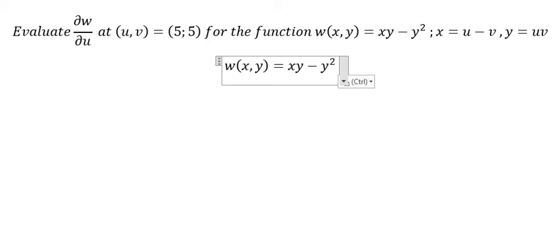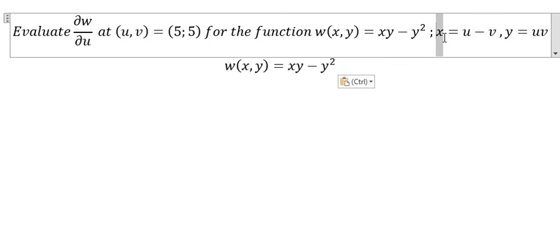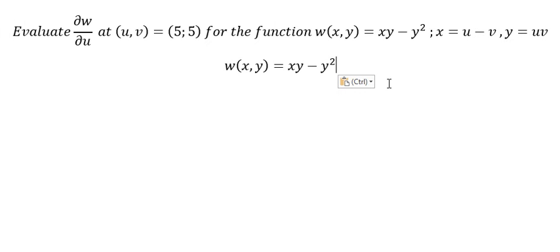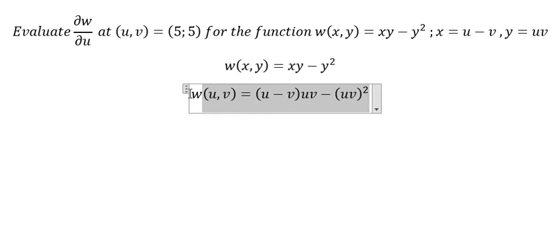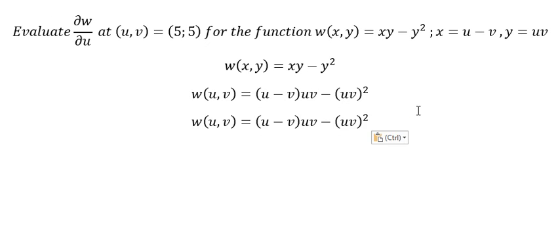So in this situation, I need to change x and y into this one and this one. So we have like this. X that is about u minus v. Y that is about uv. And now we need to expand this one.